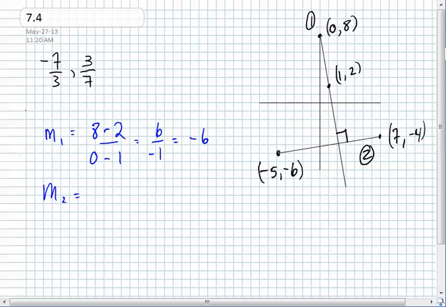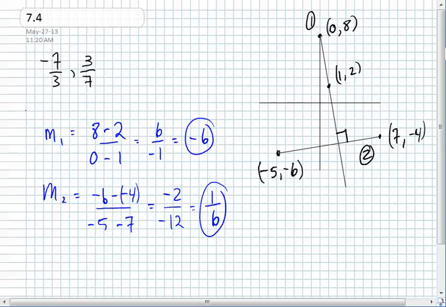The slope for line 2 is going to be the difference in the y coordinates, so negative 6 minus negative 4, and the difference in the x coordinates is negative 5 minus 7. On top it's negative 6 plus 4, so negative 2, and on the bottom negative 5 minus 7 is negative 12. That's going to be 1 over 6. So there's my 2 there.